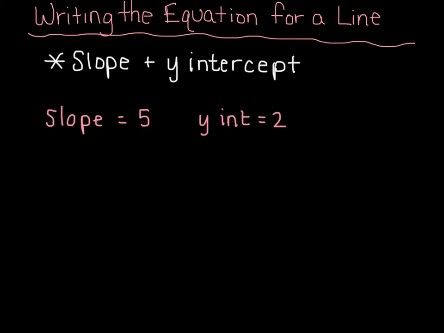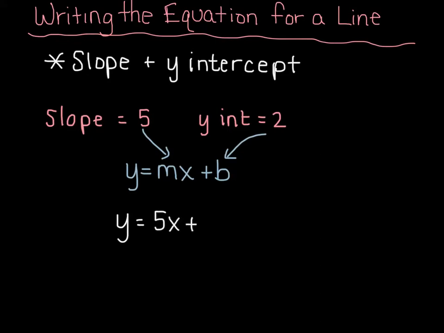Possibly the most direct type of problem I can give you is one where I hand you the slope and the y-intercept, because those are the two pieces of information you need to go straight to slope-intercept form. So if I hand you the slope and hand you the y-intercept, all you really need to be able to do is plug it into this form. Y equals mx plus b. Remember, the 5 is your m and the 2 is your b. So your equation would end up looking like this. Y equals 5x plus 2. Very straightforward.